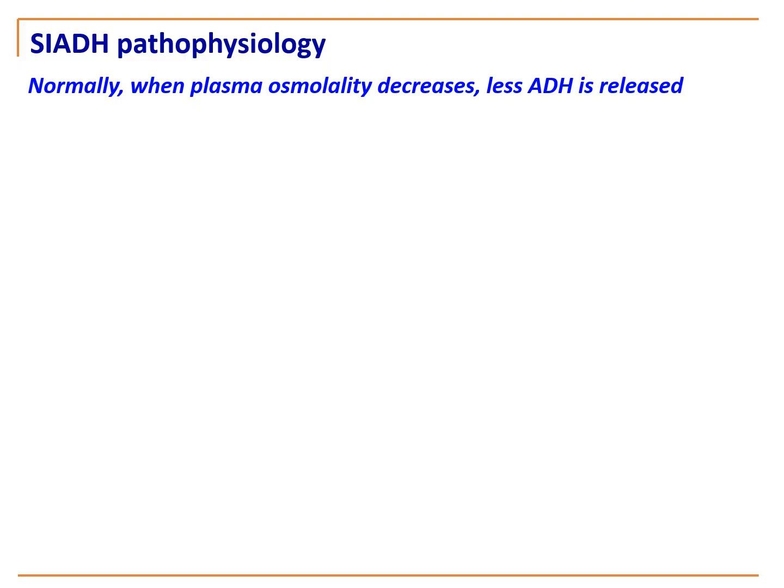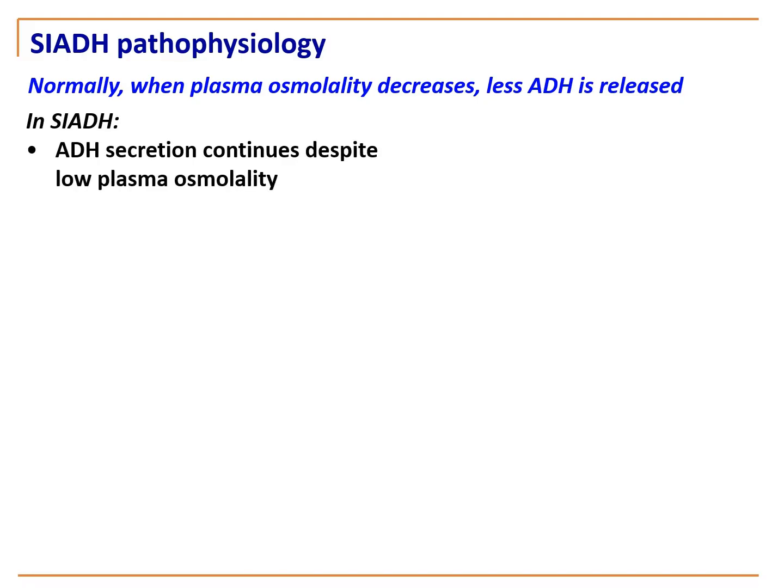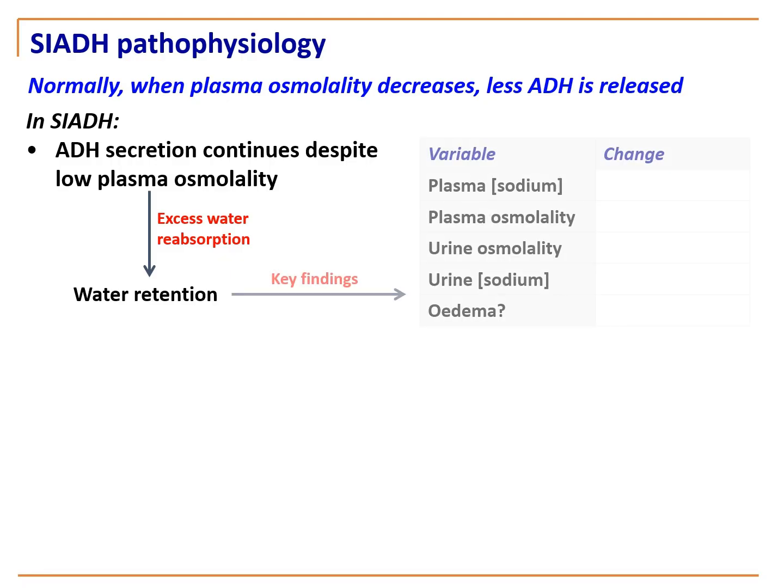So remember, normally when the plasma osmolarity decreases, less ADH is released because we don't need to absorb more water if the osmolarity is already low. But in SIADH, ADH secretion continues despite potentially having a low plasma osmolarity. And so that is not normal. So as we're having continual ADH secretion, you're getting excess water reabsorption, leading to water retention.